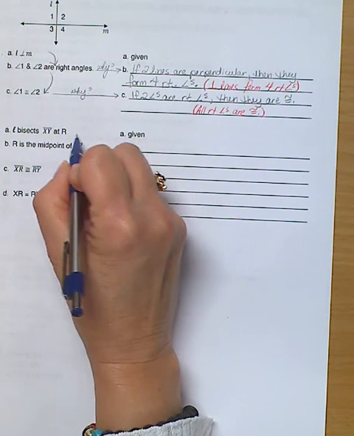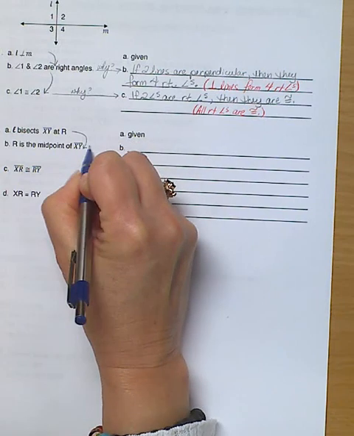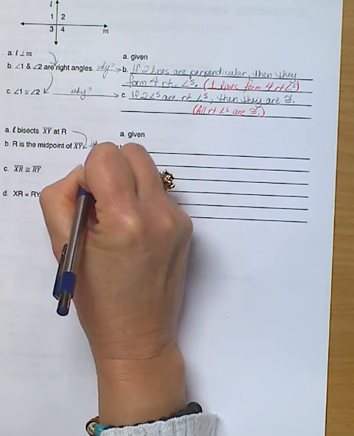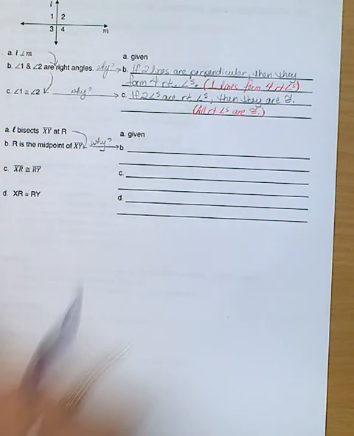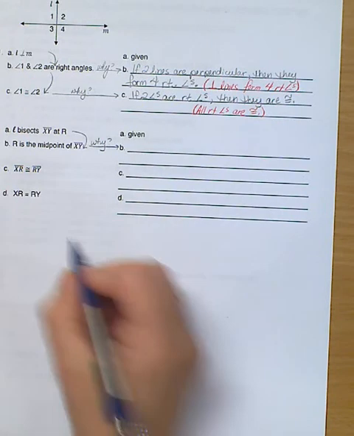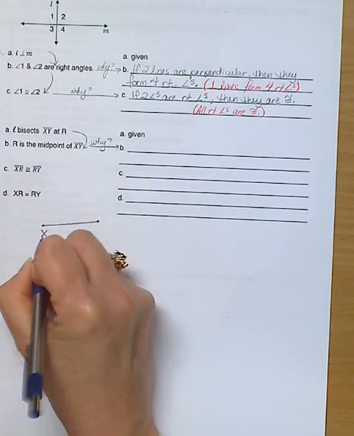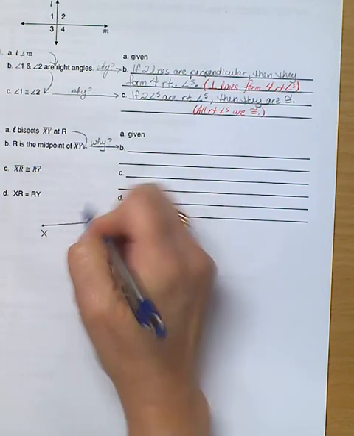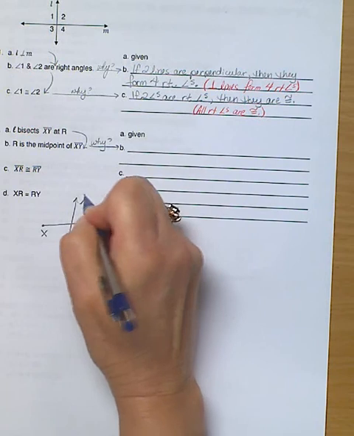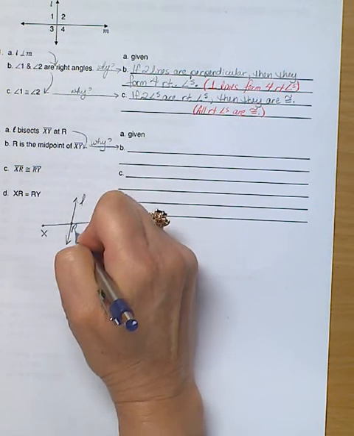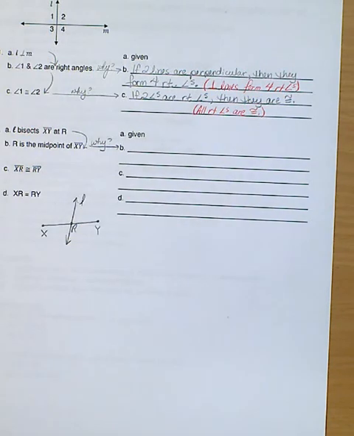How do we know that line L bisects segment XY at R? Because it's given. Now I am going to draw a picture because I think sometimes it's easier to see that. Okay, so that's the picture they're giving us. So if line L bisects segment XY at R, then how do I know that point R is a midpoint?